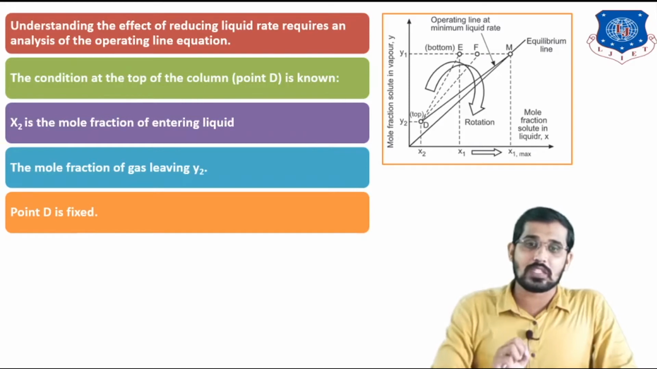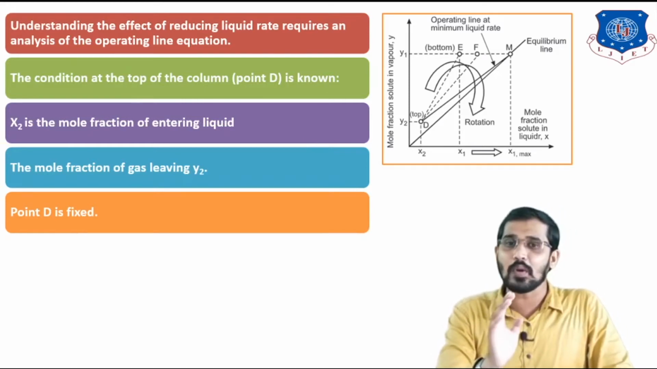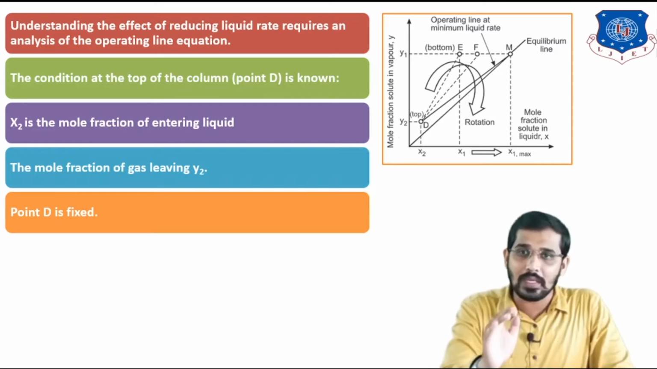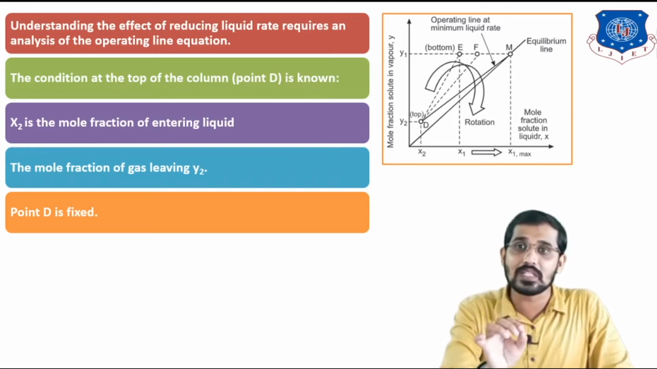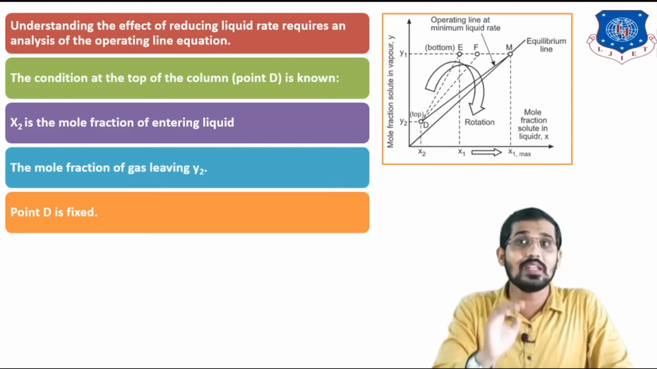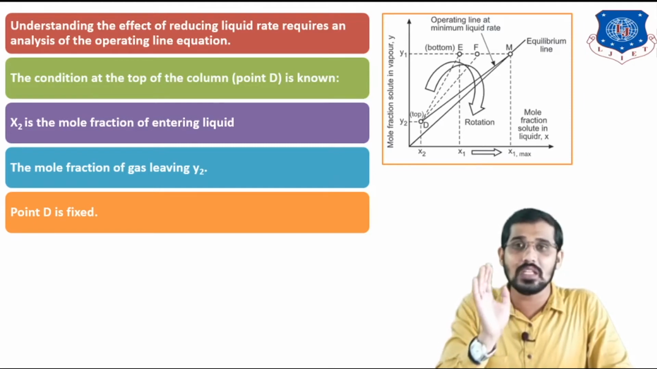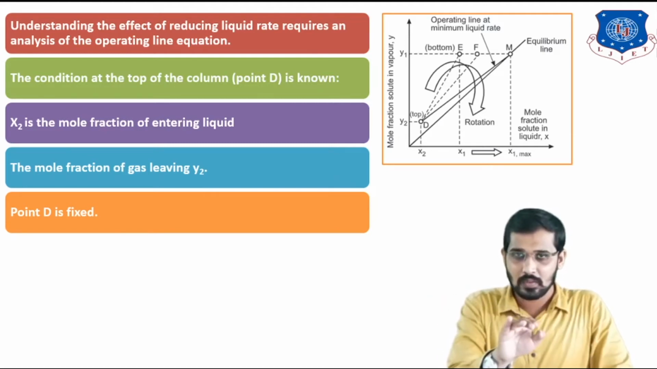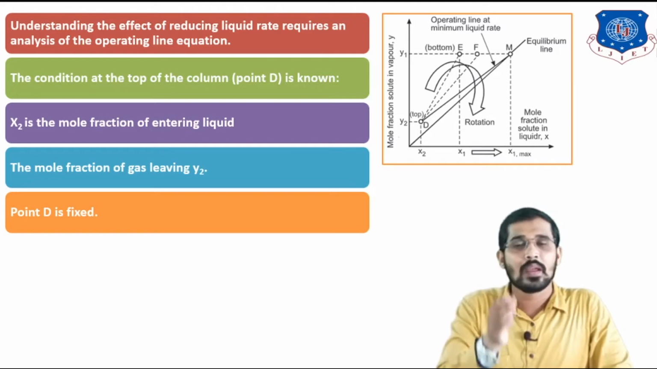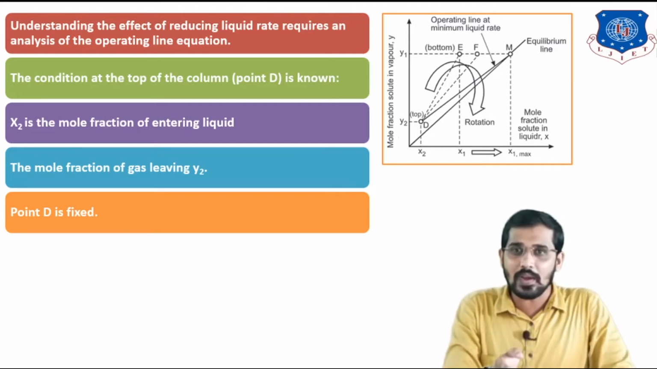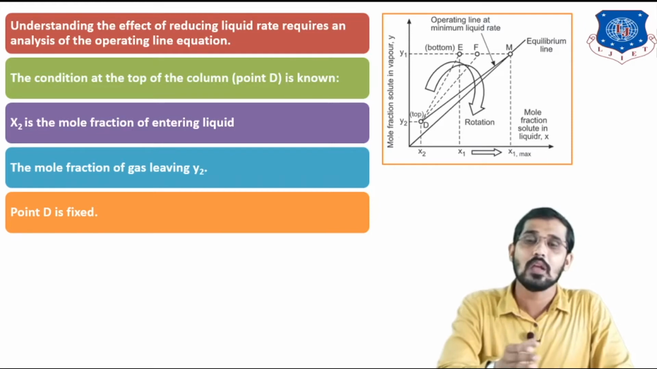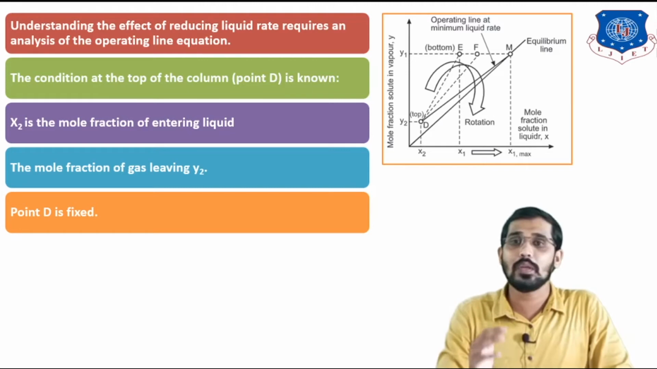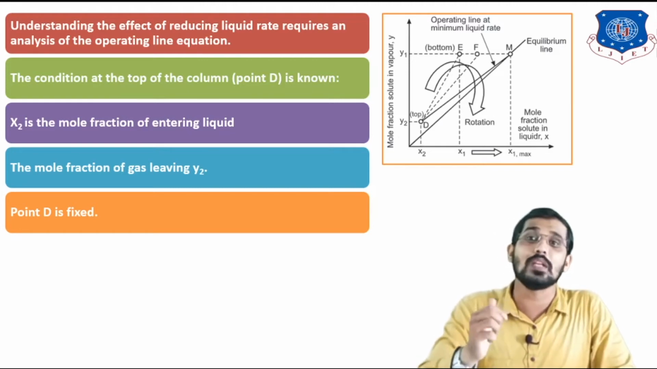And point D is fixed. You can see here, point D is fixed, but the varying points are point E, point F, point M. These points represent the composition of the solute in the gaseous phase, and the composition at E point, F point and M point is the same. You can see Y1 is there. Y1 is present at E point, and the same Y1 is present at the F point, and the same Y1 is present at the M point. But the corresponding X value for that Y composition is changing, because we are reducing the flow rate of the liquid.